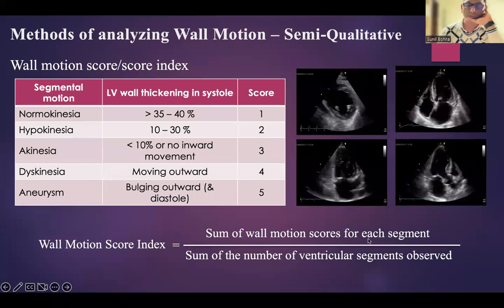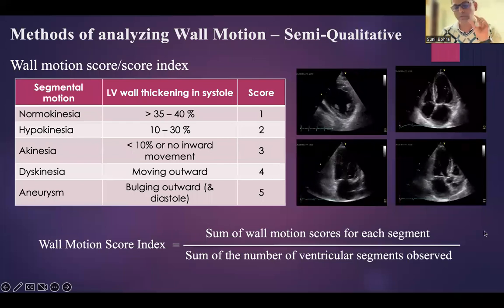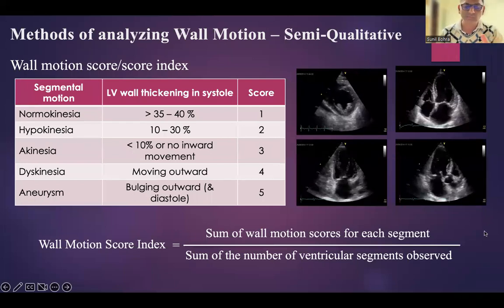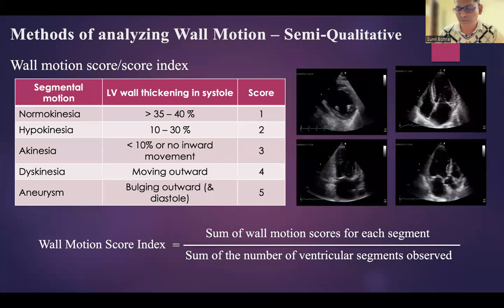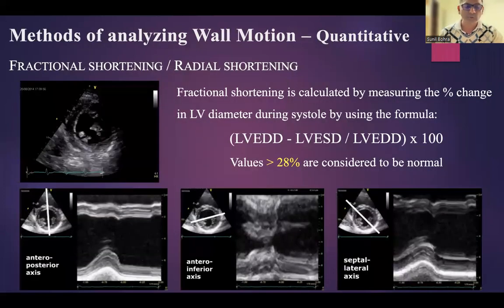Okay, so we give a score to each of the segments and divide by the number of segments which we have scored, and we get an objective value. So it is helpful, especially in coronary artery disease, to find out which segment, which artery is involved more. So this is one way of objectively assessing.